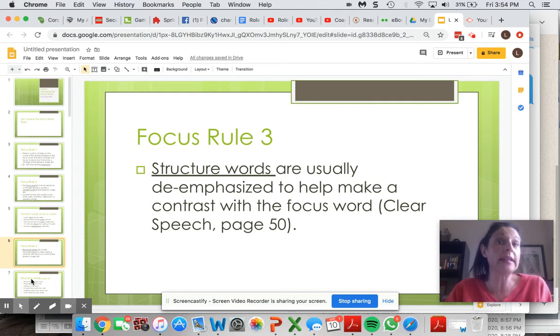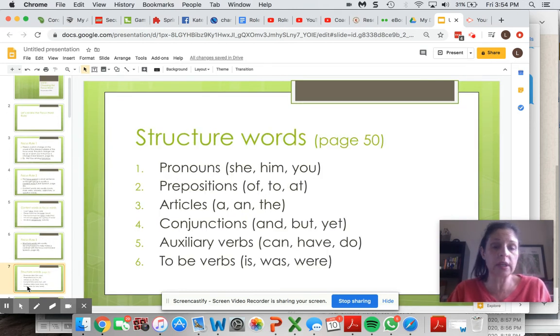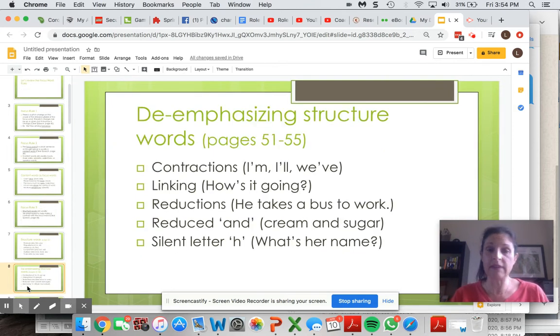First let's look at what structure words are, and then we'll look at how we de-emphasize them in spoken English. Structure words are pronouns, prepositions, articles, conjunctions, auxiliary verbs, or to be verbs. Look at page 50 of the book if you need help identifying them. They're those little words that are really important, but they're de-emphasized in spoken English. Here are some of the ways that we de-emphasize structure words. This is on pages 51 through 55. We did a lot of practice on this.